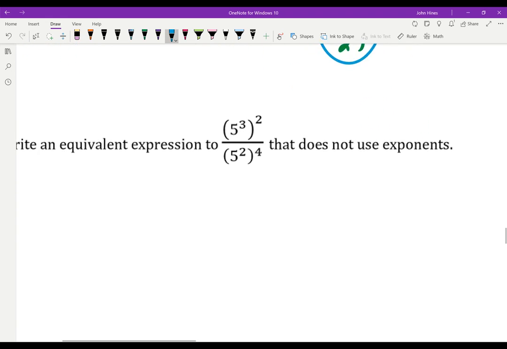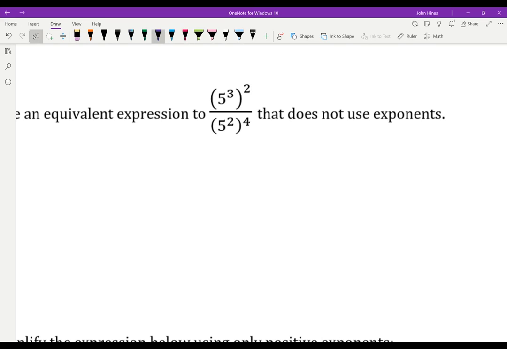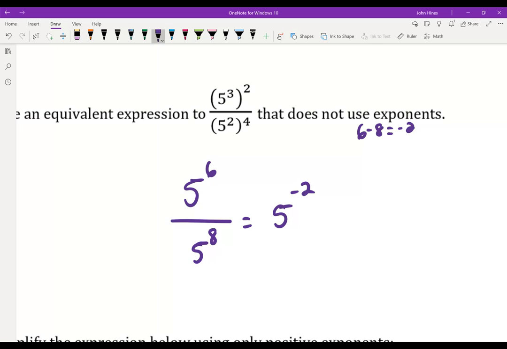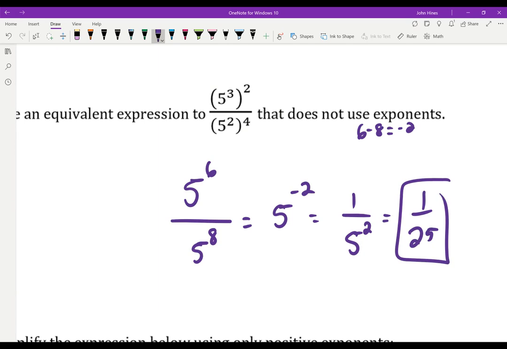Write an equivalent expression to this that does not use exponents. All right, so I got a power to a power. So let's deal with that. Power to a power is multiply. Power to a power, we multiply. Well, what do I do when I divide? I end up subtracting. 6 minus 8 is negative 2. Well, what does a negative exponent do? It flips me. 1 over 5 squared, which is 1 over 25. So I can quickly simplify that expression by using my properties of exponents.